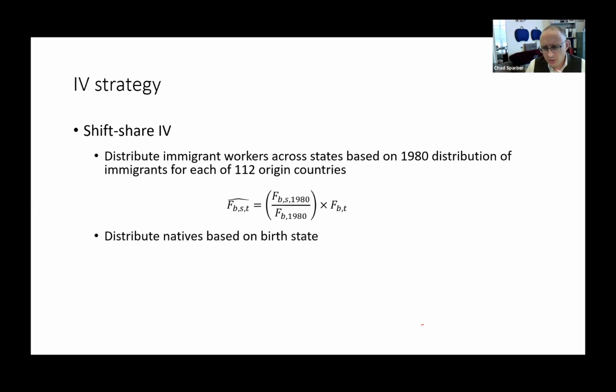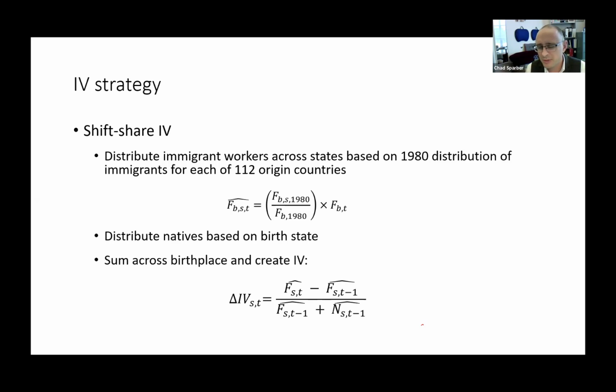And so we use those two terms to calculate a predicted number of workers from a particular country living in a state at a point in time. We do something similar for the natives. We incorporate whether they are living in the state that they were born in and so forth. The natives part isn't all that interesting. But once we have these foreign-born predictions, we sum across birthplace and create our IV.